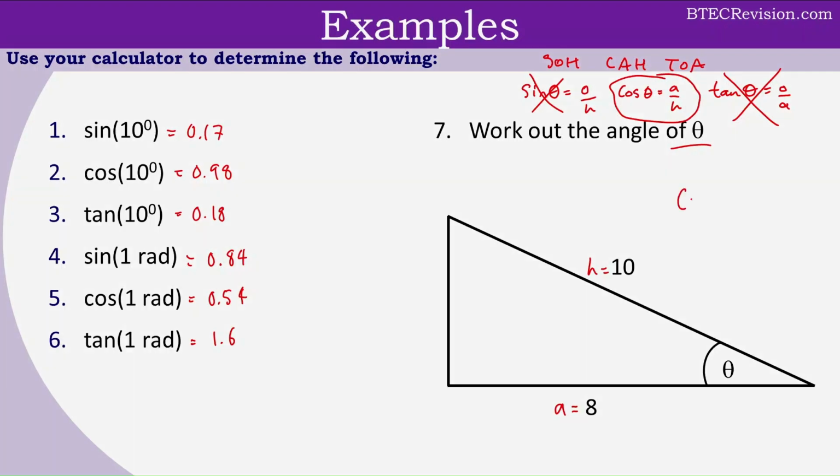So we'll write that cosine theta equals adjacent over hypotenuse, which is equal to 8 divided by 10. And then to work out the angle, we'll take the inverse cos, and that will be theta equals inverse cos of 8 divided by 10.